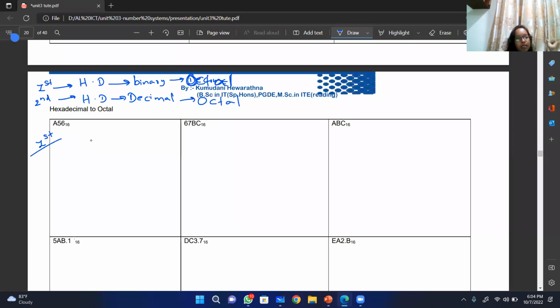Right? First method means hexadecimal to binary, and binary to octal. Right. Using the first method, try to do this one.